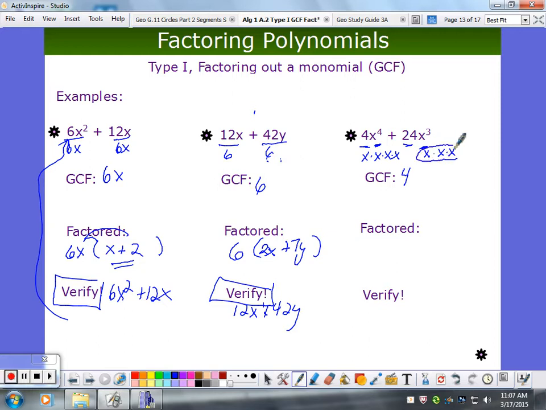There's x, but there's also x and x and x. And x and x and x. So it's always going to be the one with the smaller exponent that is in both of them.